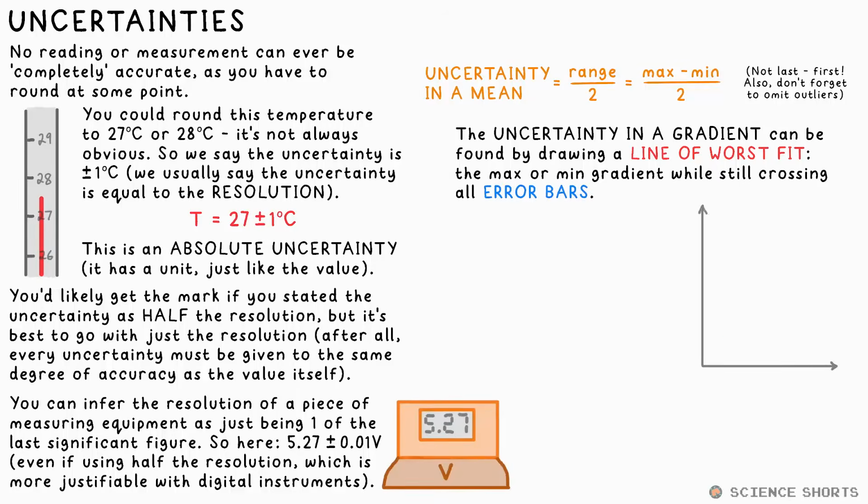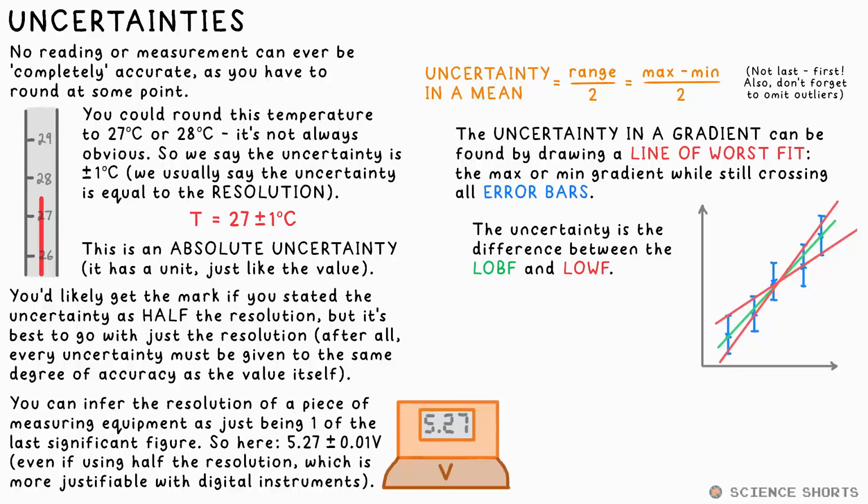Drawing a line of best fit on a graph allows you to find a gradient. However, sometimes the points will have error bars to reflect the uncertainty. If that's the case, you can also draw a line of worst fit too. This is a line that has the maximum or minimum possible gradient while still crossing through every single bar. Note that means it might not hit the ends of the first and last error bar, but that's okay.